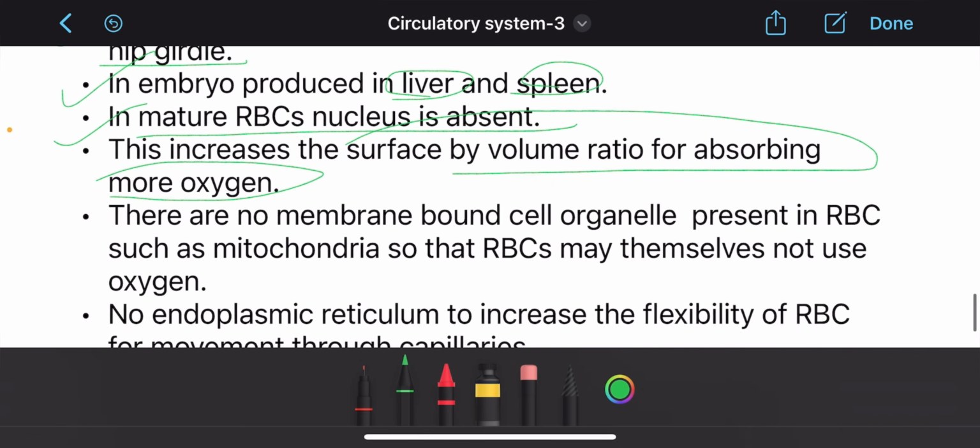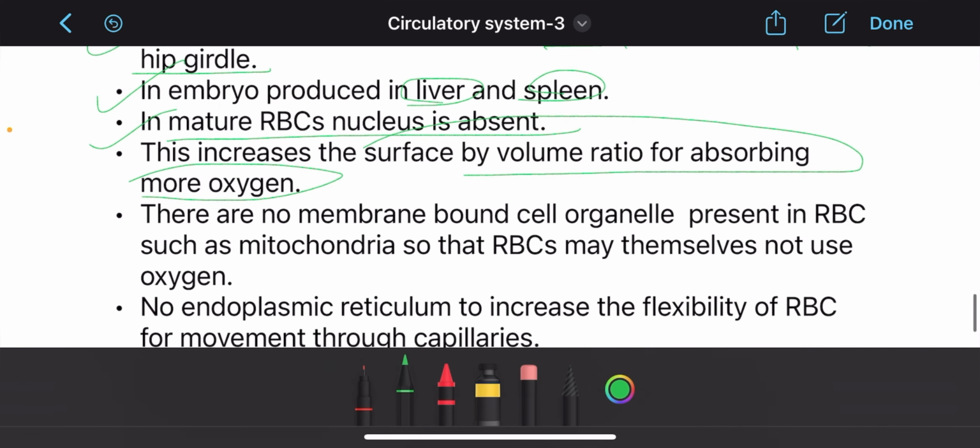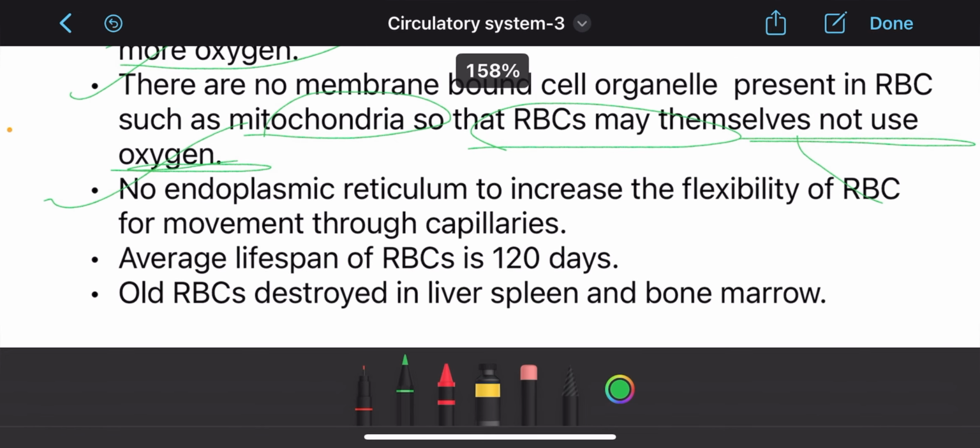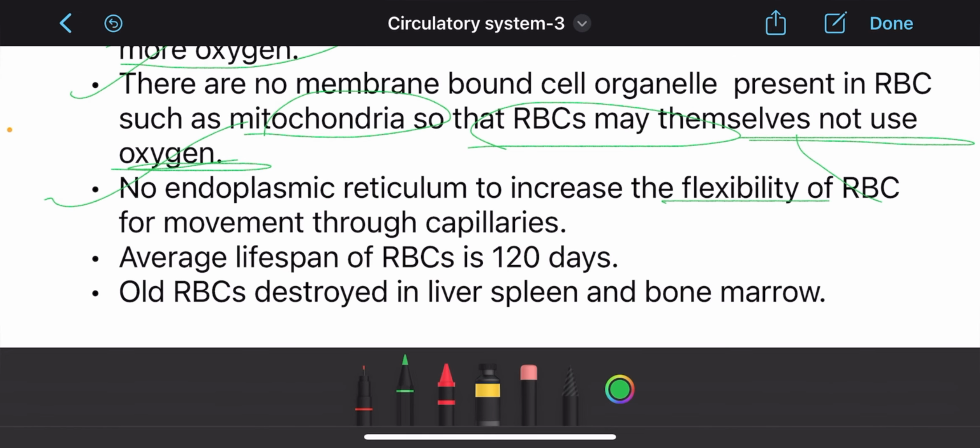There are no membrane-bound organelles present in RBCs such as mitochondria, so that the RBCs may not themselves utilize the oxygen and thus fulfill their purpose properly. There is no endoplasmic reticulum present in the case of RBCs in order to provide them enormous flexibility to move through the capillaries easily. The average lifespan of an RBC is about 120 days. The old RBCs get destroyed in the liver, spleen and bone marrow.